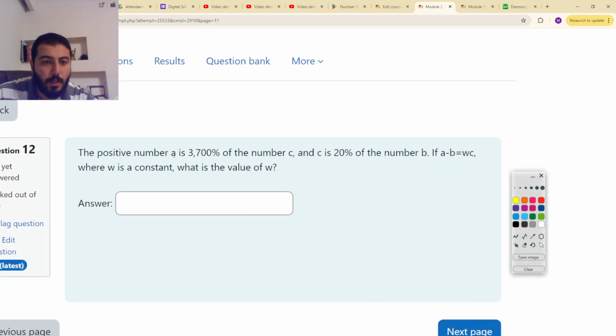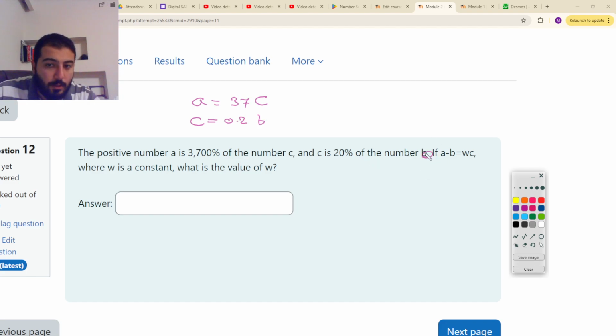The positive number a is 3700 percent of c. So a is equal to 3700 percent of c. The percent symbol also means 1 over 100, so it is 3700 over 100 times c. That leaves us with a equal to 37c. c is 20 percent of b, so c itself is 0.2, or 20 over 100, of b. So that is 0.2 of b.